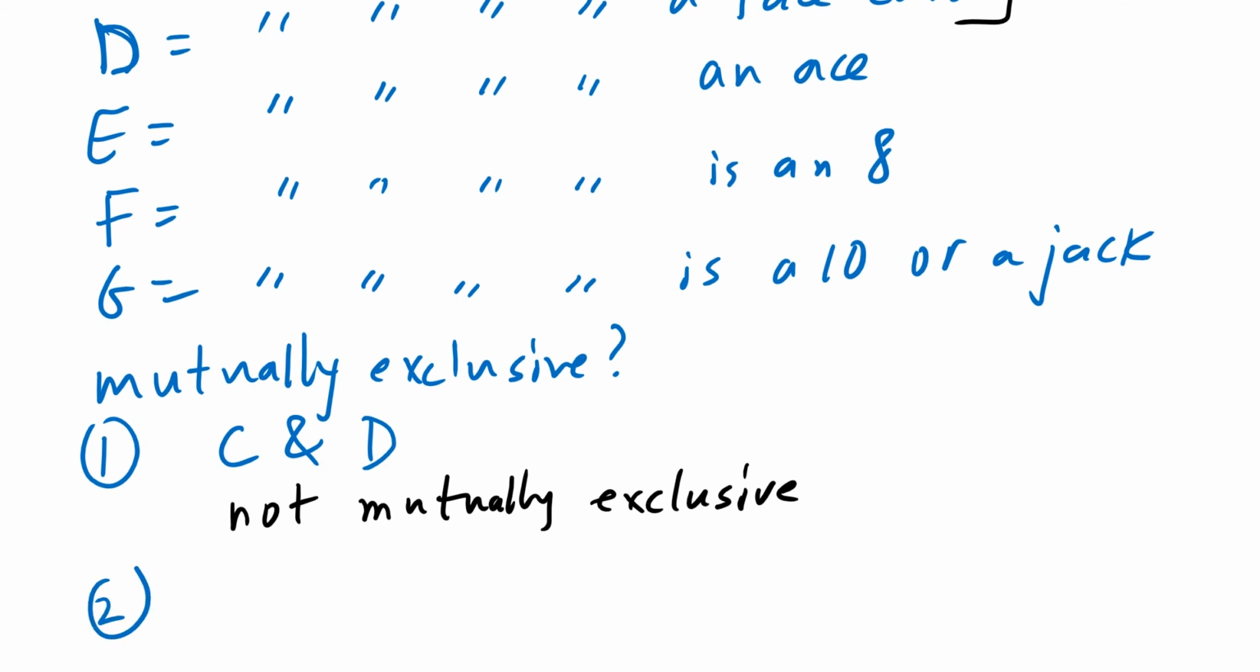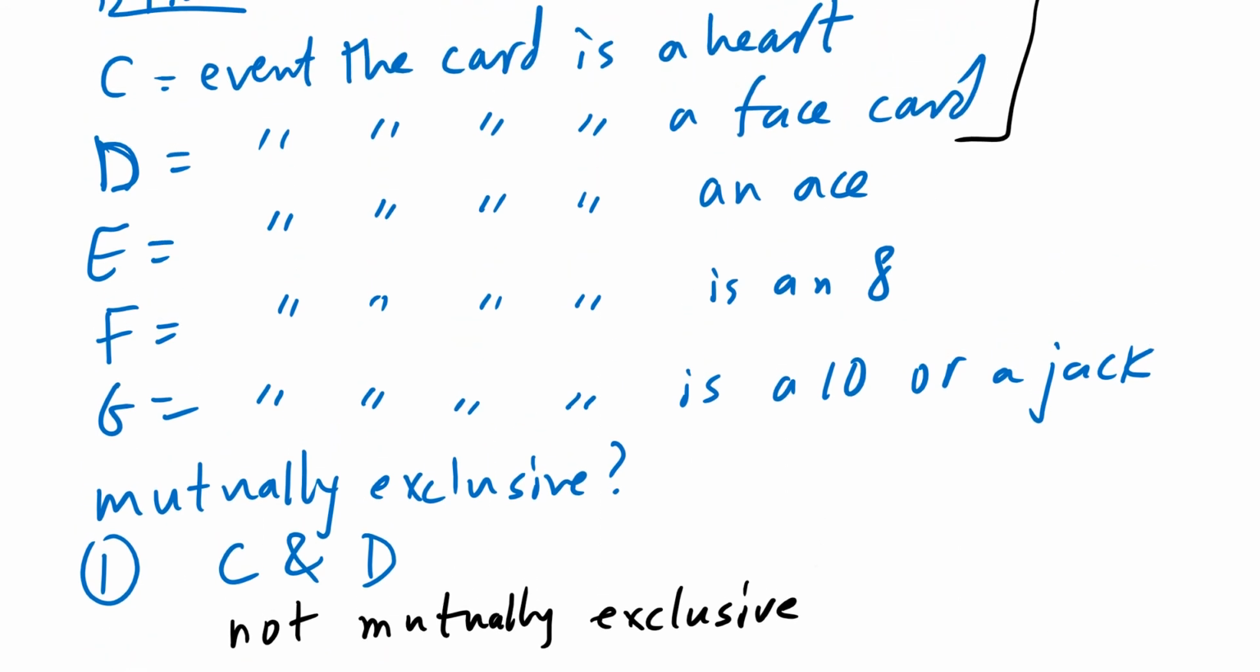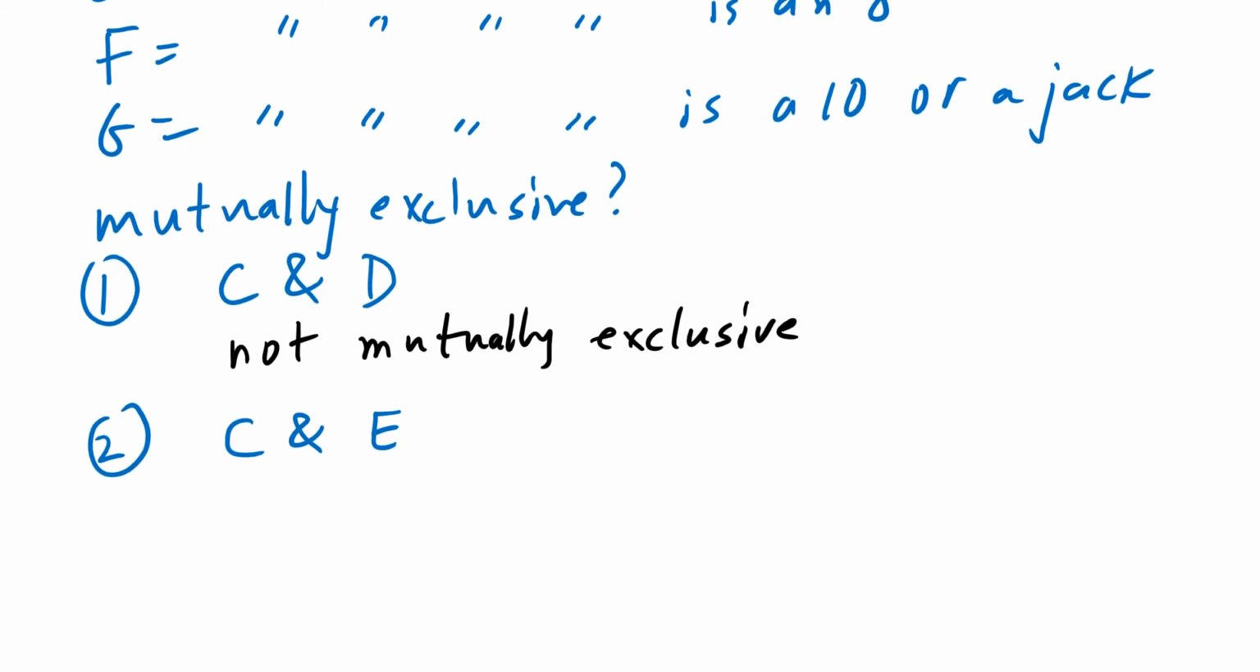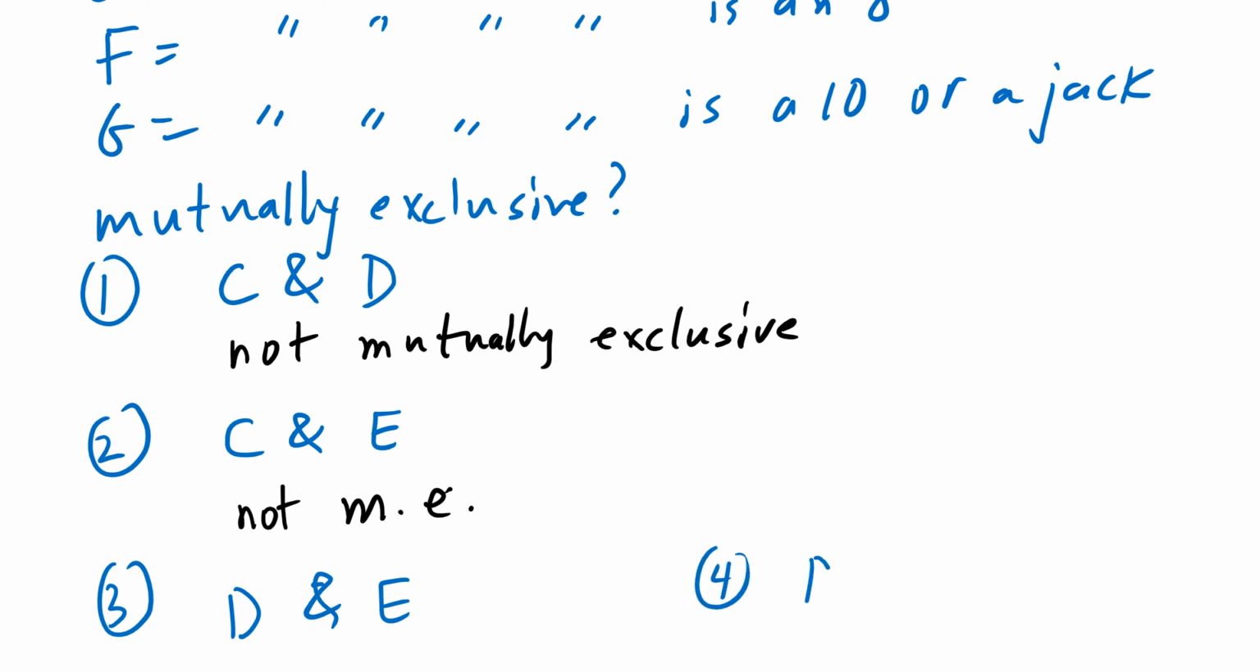What about another one? C and E. What is C? C is a heart and E an ace. Can you have a heart that is an ace? Yes. So not mutually exclusive. I'm going to write ME, which means mutually exclusive. What about D and E? And then we're going to look at D, E, and F at the same time.